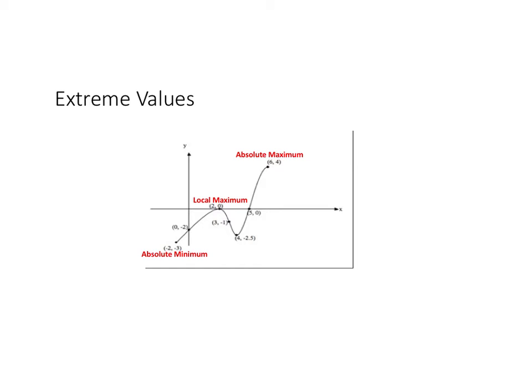Now if we look at the point (-2, -3), this can be considered an absolute minimum. This is the lowest possible point on this interval that we're talking about. And finally, if we look at this point here, which is (4, -2.5), that's considered to be a local minimum. That's a minimum, but it's not the lowest minimum on this interval. So here you can see we've defined absolute maximum, absolute minimum, local maximum, and local minimum.